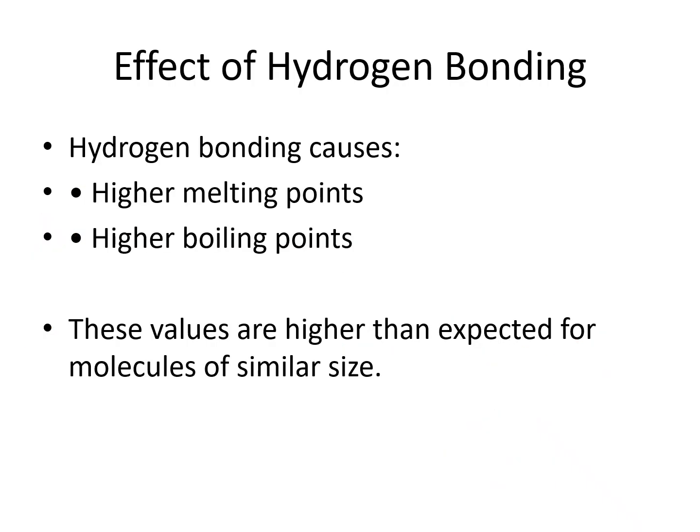Now, what are the effects of hydrogen bonding? Because they are strong enough to hold the molecules together in a compactly packed structure, they lead to higher melting and boiling points. So these values are higher than expected for molecules of the same size.